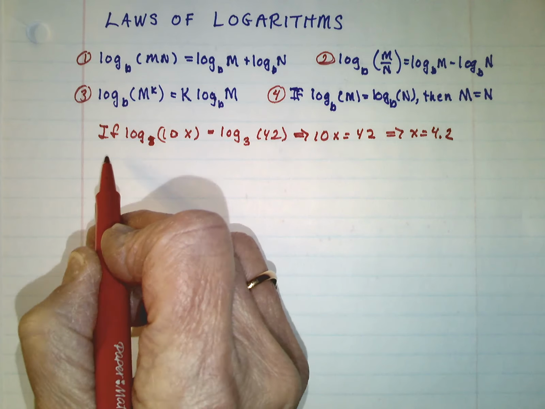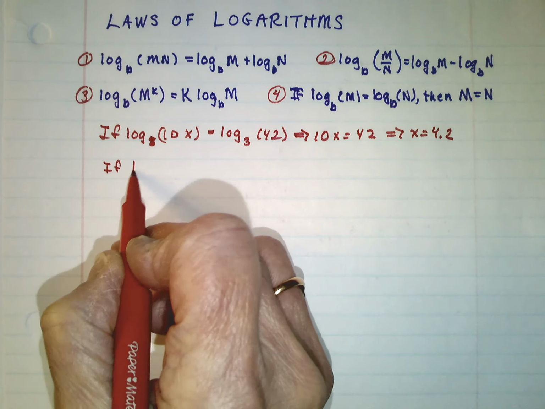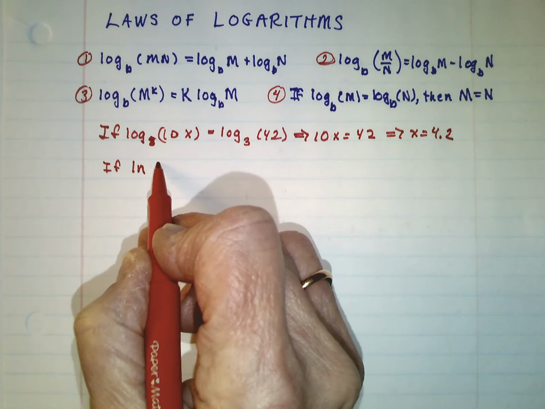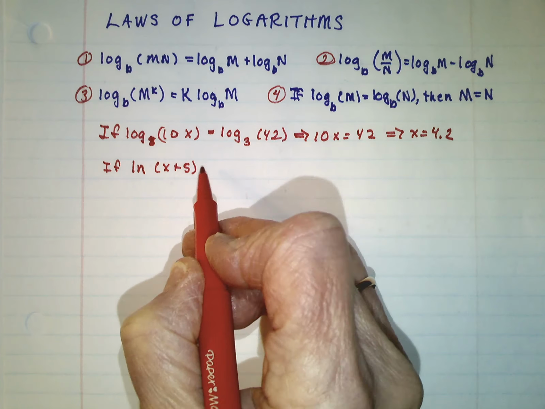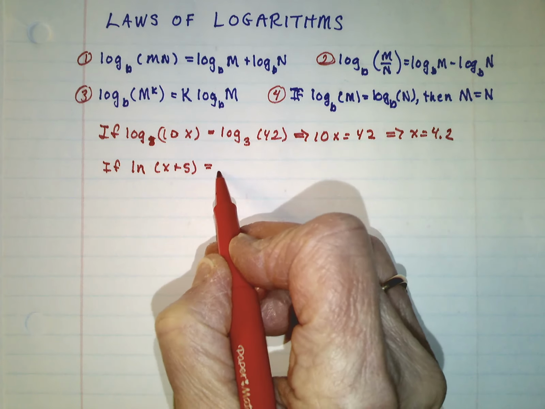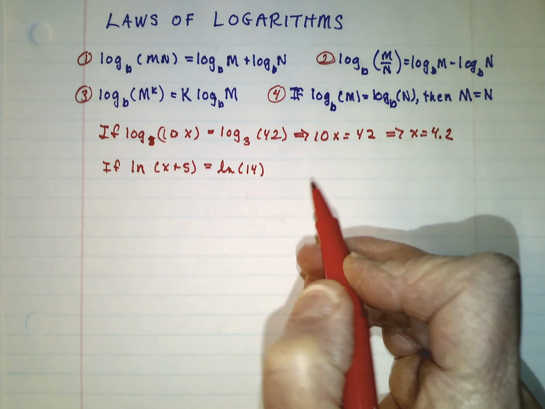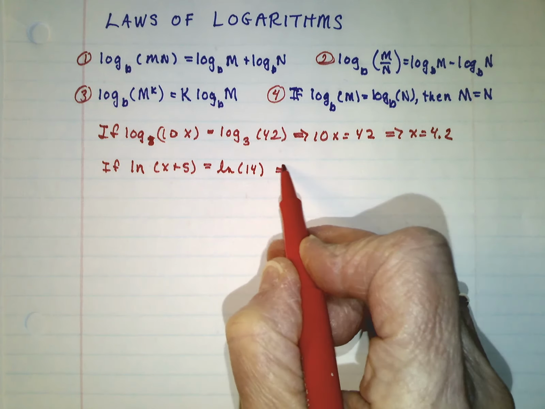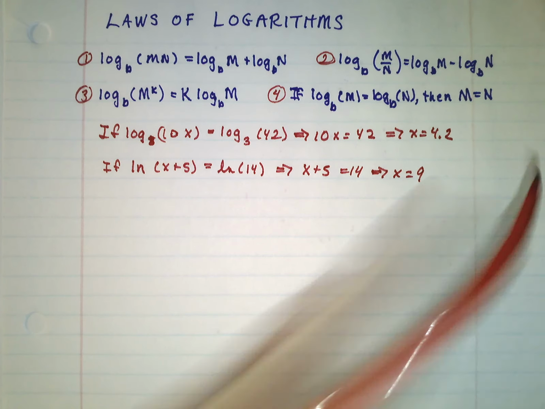If it's not log base somebody or other, if it's ln of x plus 5, which really is log base e, equals ln 14, the only way that can happen is if x plus 5 equals 14, or x equals 9.